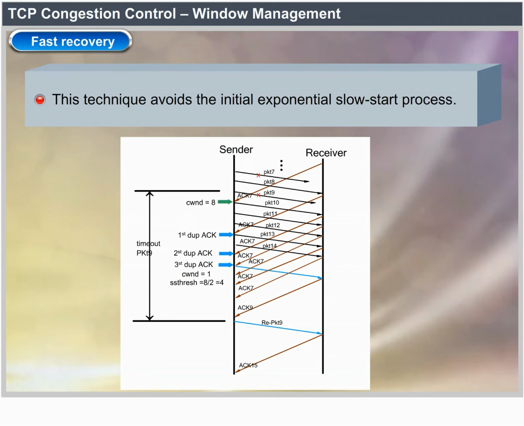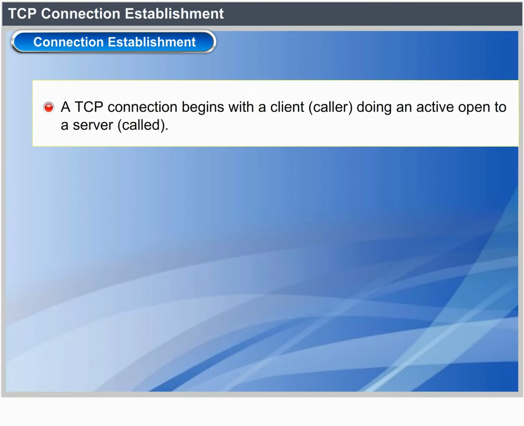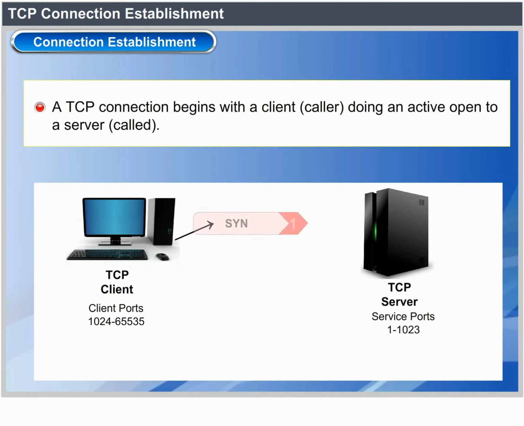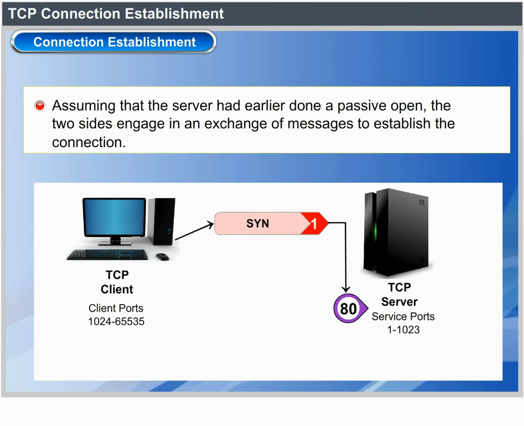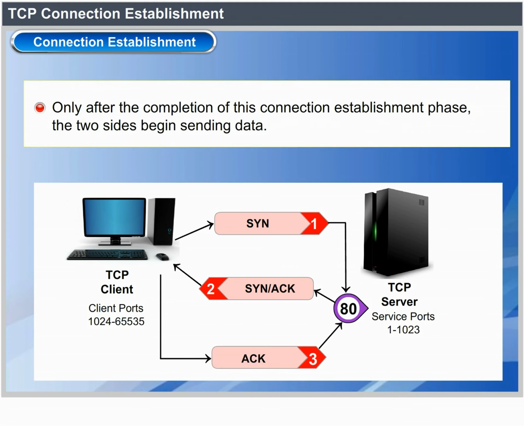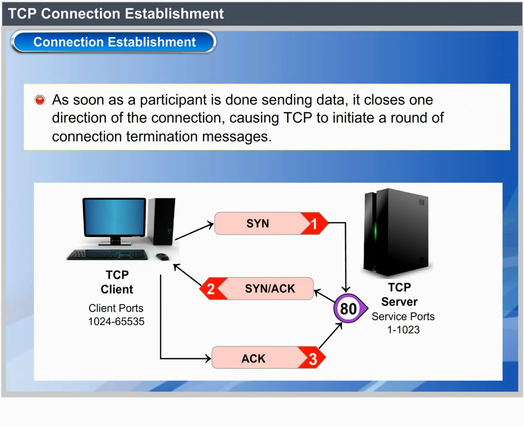TCP connection establishment. A TCP connection begins with a client caller doing an active open to a server callee. Assuming that the server had earlier done a passive open, the two sides engage in an exchange of messages to establish the connection. Only after this connection establishment phase is over do the two sides begin sending data. As soon as a participant is done sending data, it closes one direction of the connection, which causes TCP to initiate a round of connection termination messages.